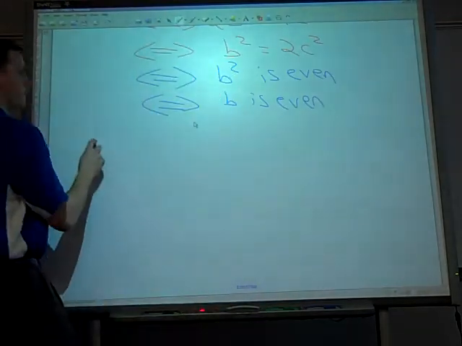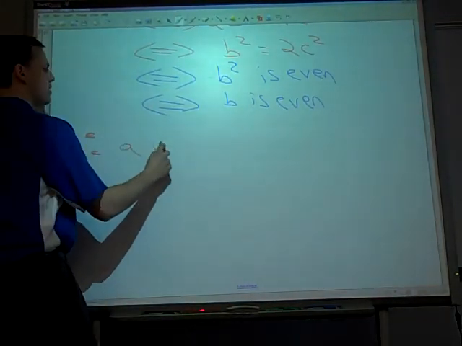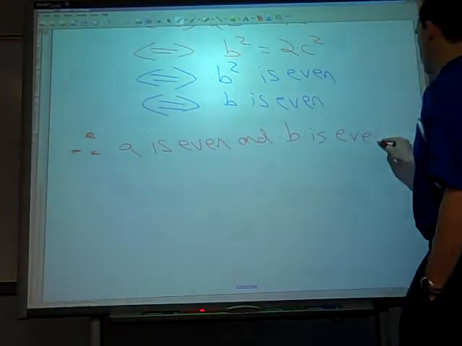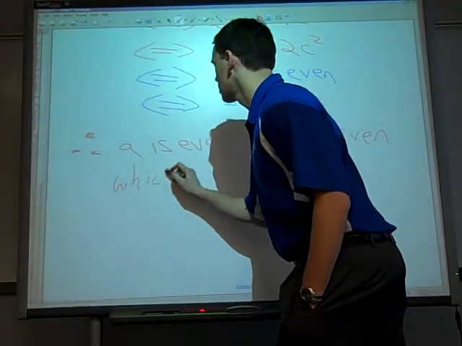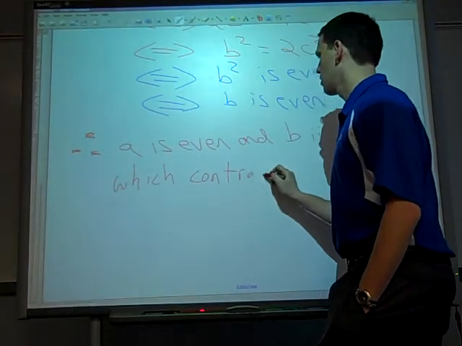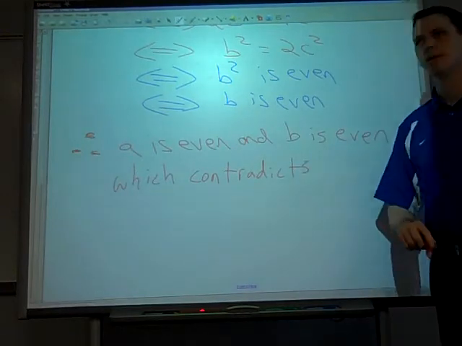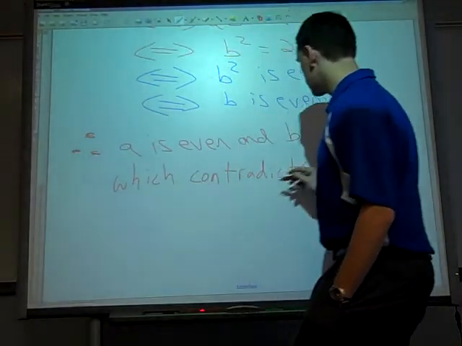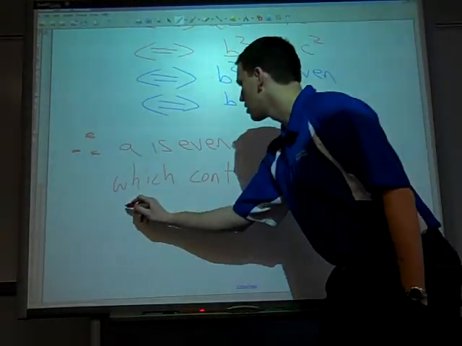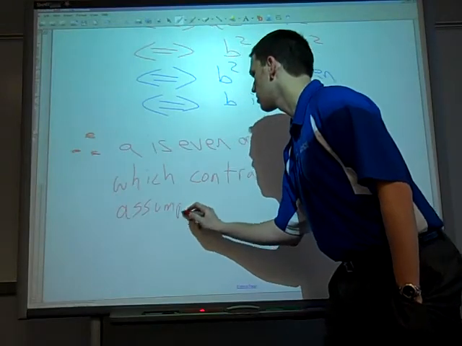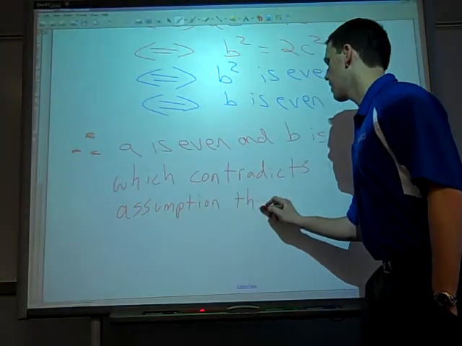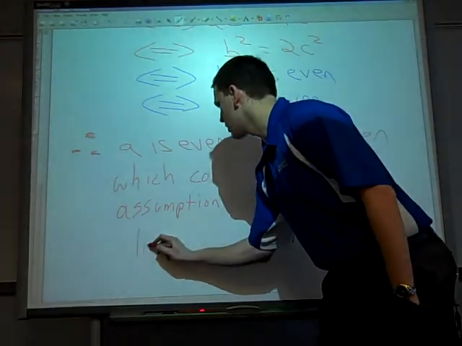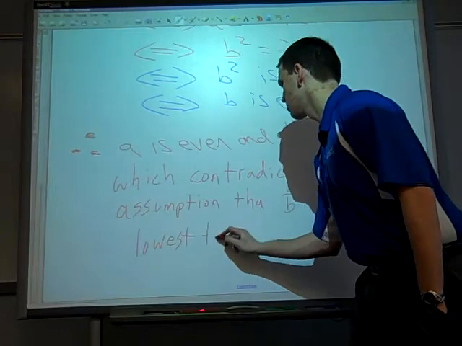Okay, so, therefore, a is even, and b is even, which contradicts what? The little box that you circled. The fact that we assumed that there were no common factors. Our assumption that a over b was in lowest terms.